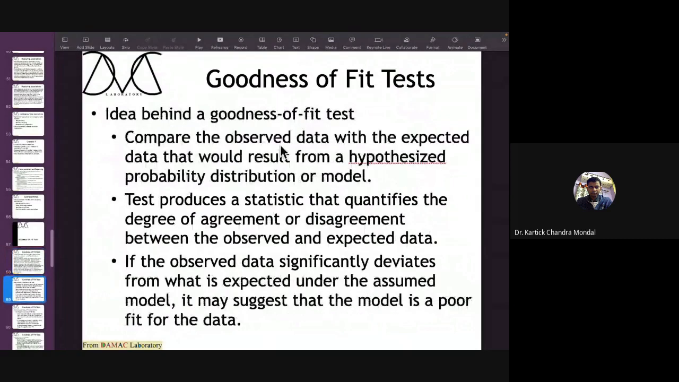So what is the idea behind this goodness of fit test? Compare the observed data with the expected data that would result from the hypothesized probability distribution model. The test produces statistics that quantify the degree of agreement or disagreement, whether that hypothesis is true or false. If the observed data significantly deviates from its expected value under the assumed model, it may suggest that the model is a poor fit for the data. That means the assumption will not fit for the population.